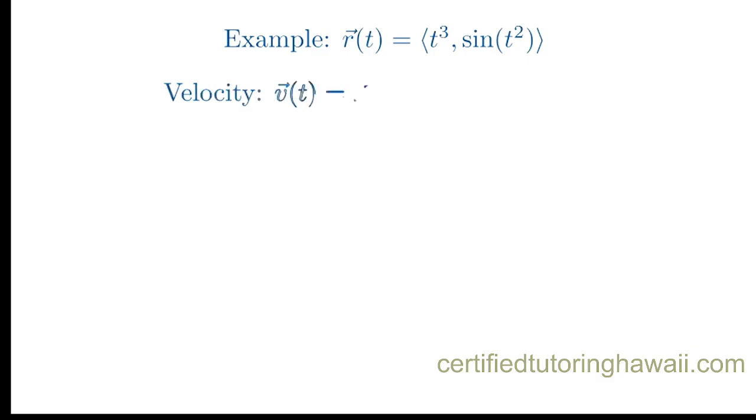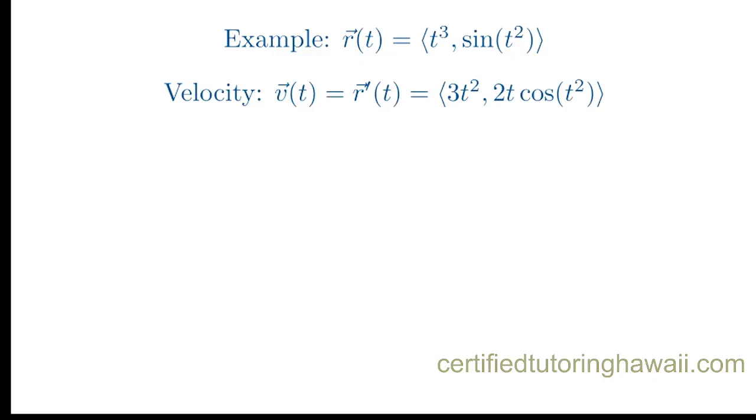Let's work through one more example where we might need to use a calculator. Suppose a particle's position is given by r of t equals the vector ⟨t cubed, sine of t squared⟩. We want to find its speed and direction at t equals 1.5. As always, we start by finding the velocity vector. The derivative of t cubed is 3t squared. The derivative of sine of t squared requires the chain rule. It's cosine of t squared times the derivative of t squared, which is 2t. So, v of t equals the vector ⟨3t squared, 2t cosine of t squared⟩.